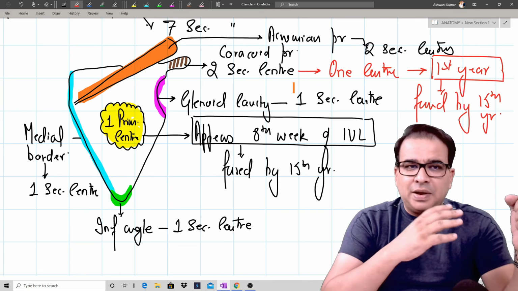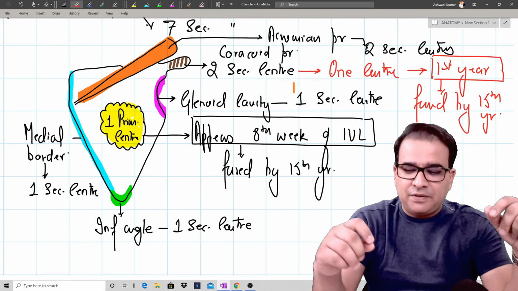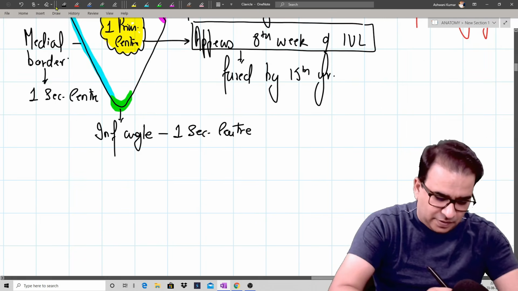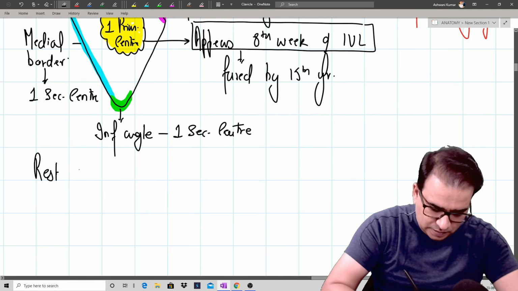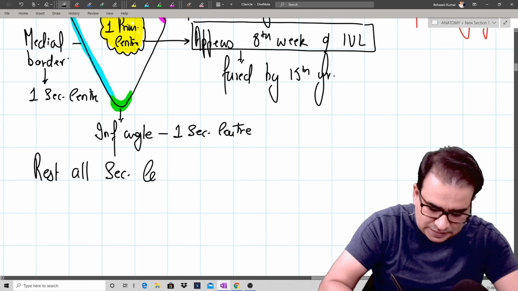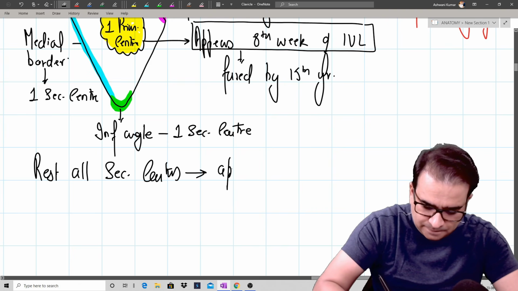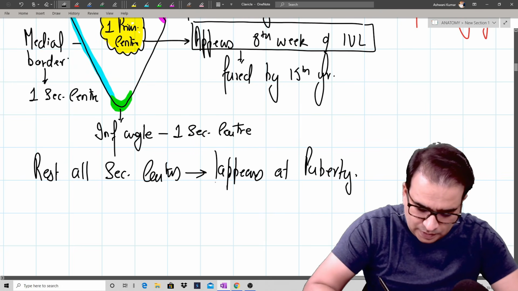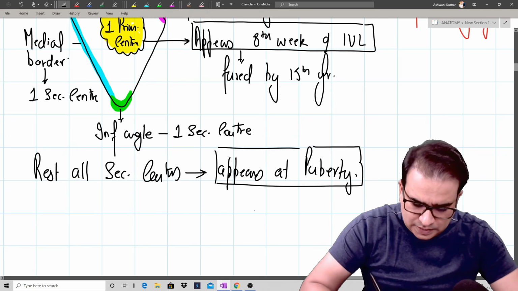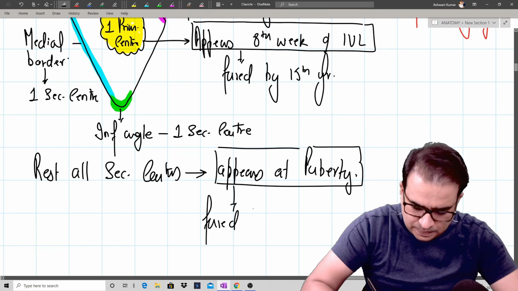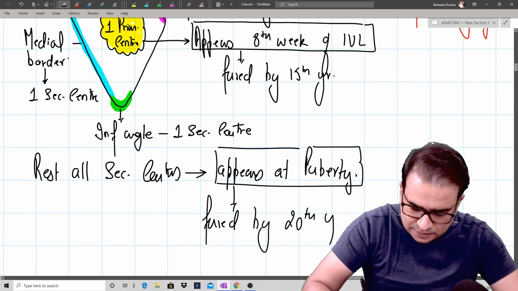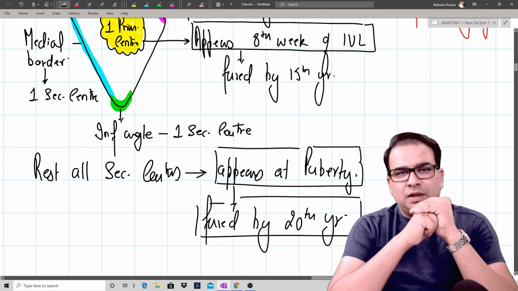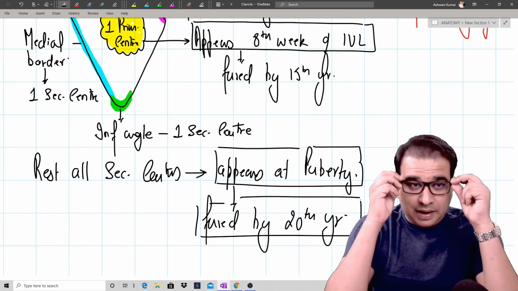You just remember that all the remaining 6 secondary centers that we have, they all appear at puberty and they're fused by the age of 20. So let me write that for you, that rest all secondary centers appear in and around puberty actually, and they're fused by the 20th year. I'm kind of sure that the examiner will not go into the very detail of when exactly the medial border and the inferior angle appear.